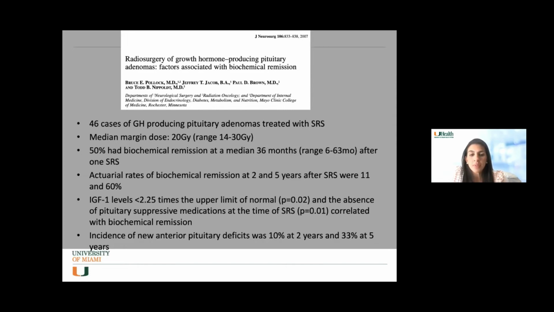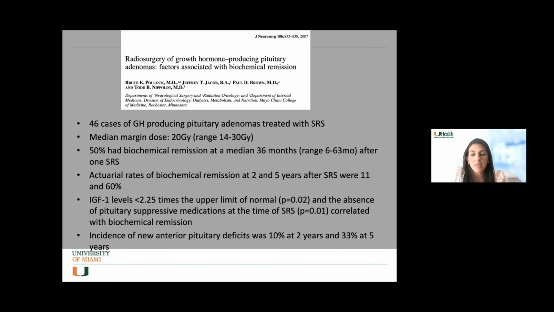And importantly, I think this is very, very important. When you're doing SRS, they looked at what the predictors of success are. And two things. One of them was IGF-1 levels less than 2.25 times the upper limit of normal. And one thing that is important is the absence of pituitary suppressive medications at the time of SRS. So we will actually stop these medications if you're going to plan on doing SRS, right? Because that correlates with biochemical remission. And you can stop that about 3 to 4 weeks beforehand.